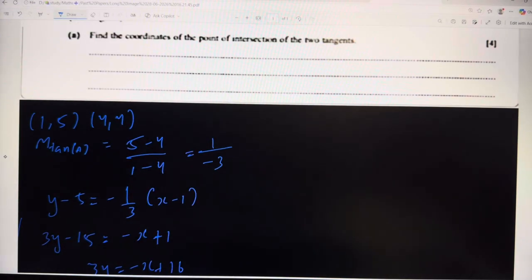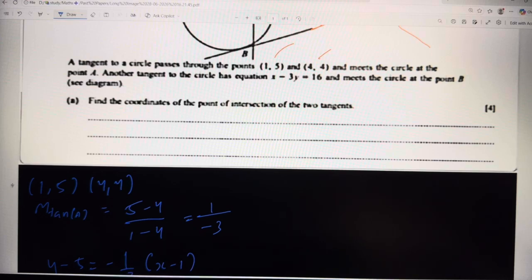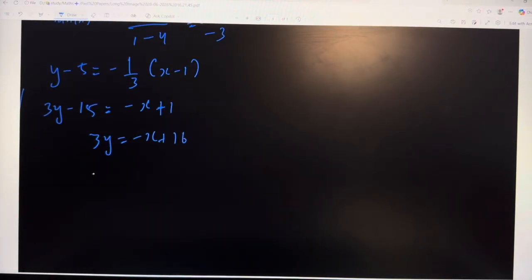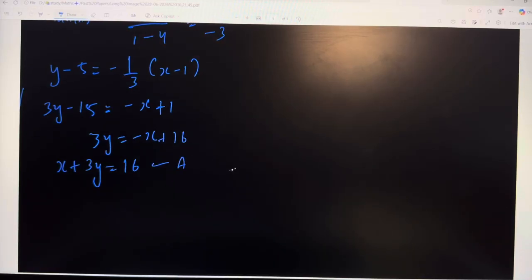Now there it said that x minus 3y is equal to 16. So x plus 3y is equal to 16. Take the negative x to here, which becomes positive x. So this is our equation for A, and the equation of B is x minus 3y is equal to 16.